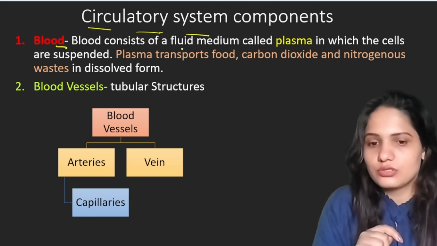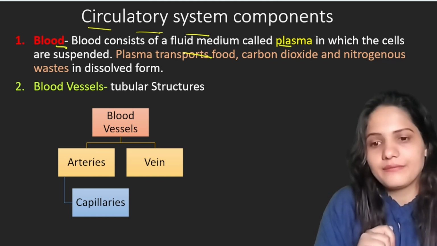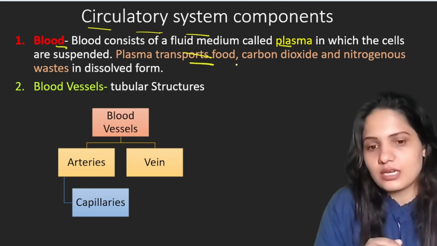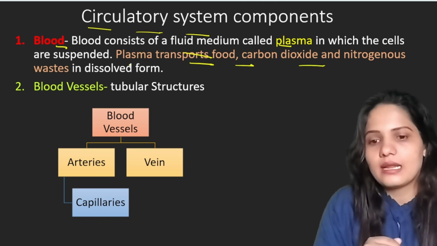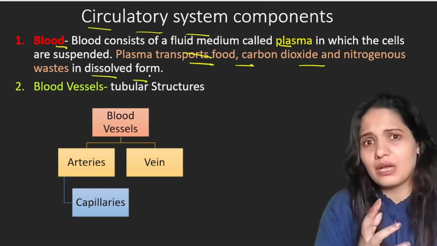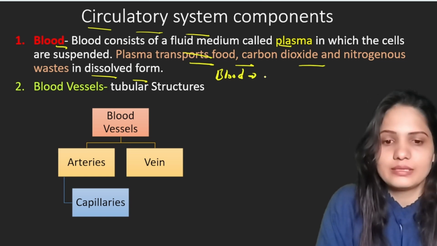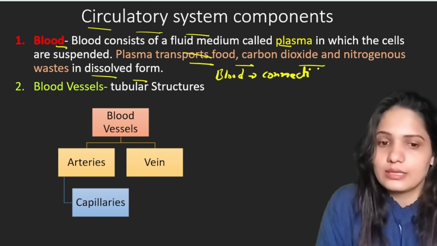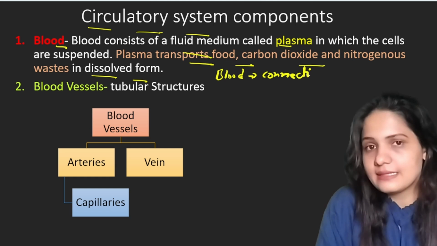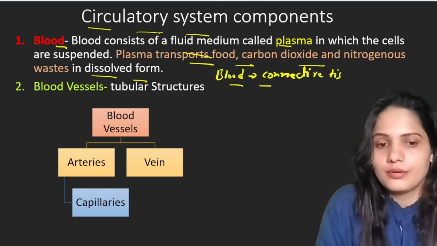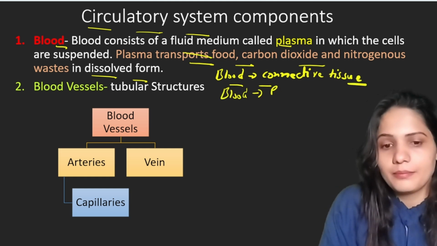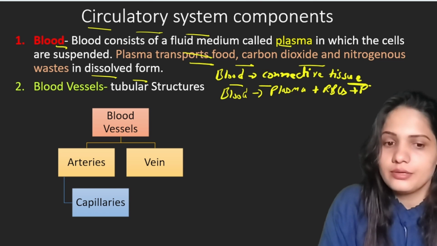Blood consists of a fluid medium called plasma, in which the cells are suspended. Plasma transports food, carbon dioxide, and nitrogenous waste in dissolved form. Now what does this mean? First we should know what blood is. Blood is a connective tissue. This you must have studied in your 9th standard. Blood is a connective tissue, and blood consists of plasma, RBCs, and platelets.